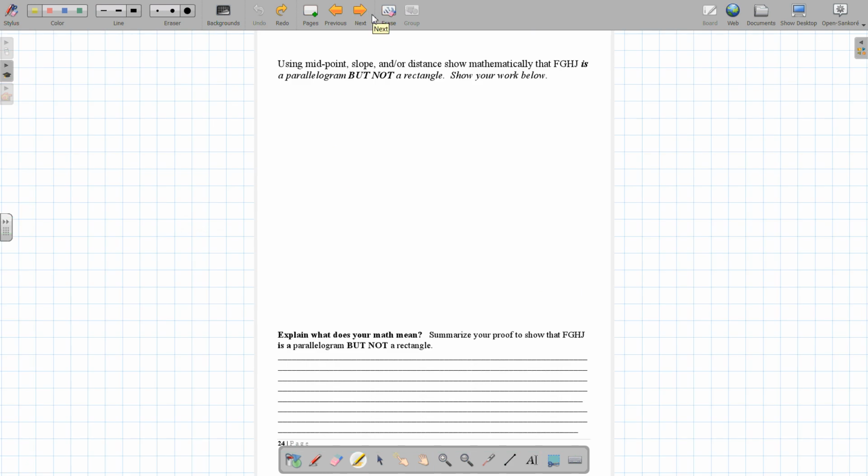Go ahead and do your various combinations of midpoint, slope, and distance. Make sure that you are answering both the positive and the negative question. The positive is that it is a parallelogram. The negative, that it's not a rectangle. Make sure you address both those proof points. Pause the video, do your own work, and then restart.